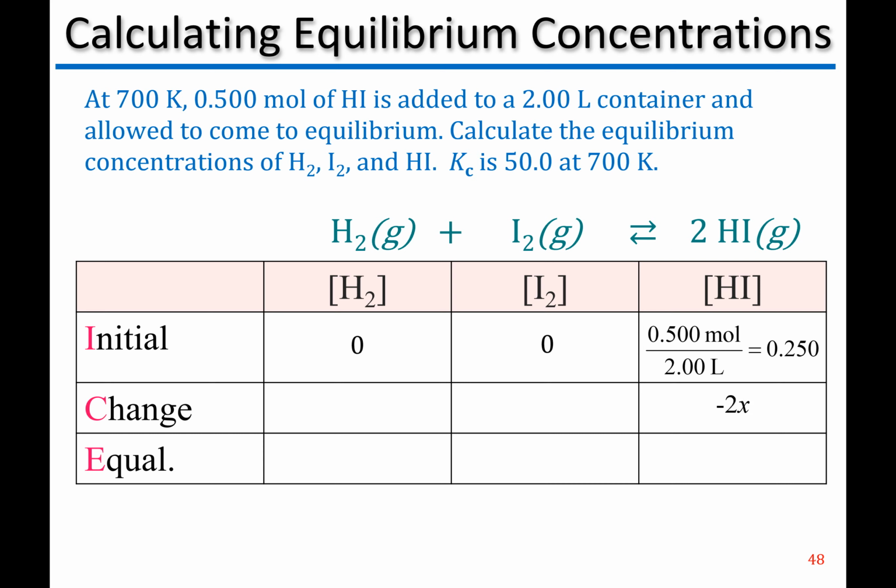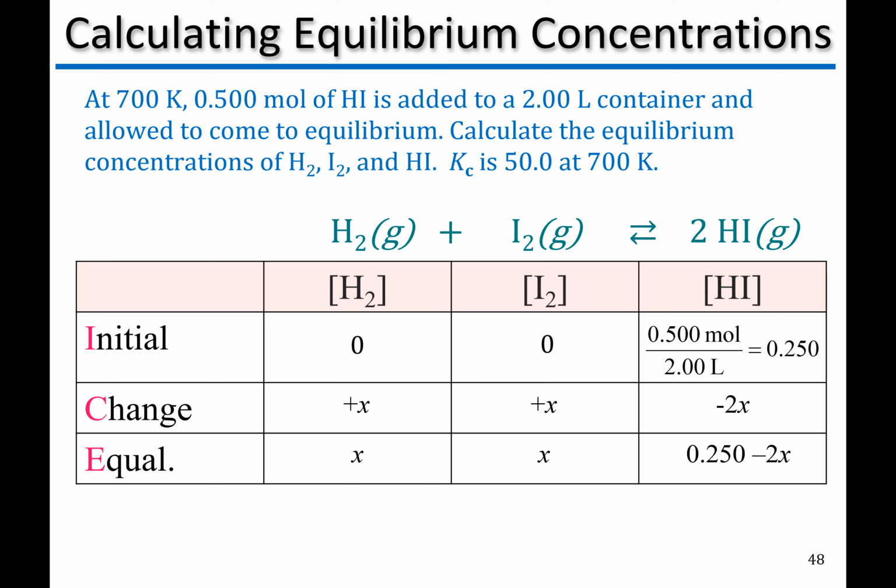Okay, so now just fill in my x line. So this will be minus 2x. Since this time, this is our initial, and it's actually going down because we're making the other two. And it's 2x, remember, because it has this coefficient, mistake I just made. Okay, and then these will both be plus x. And they're just plus 1x because they both have 1 coefficients. So now our equilibrium lines are x, x, and 0.25 minus 2x.